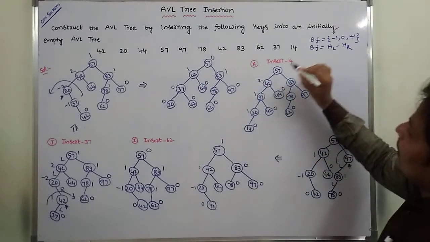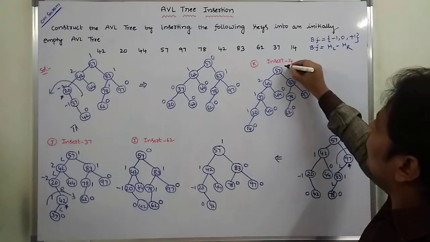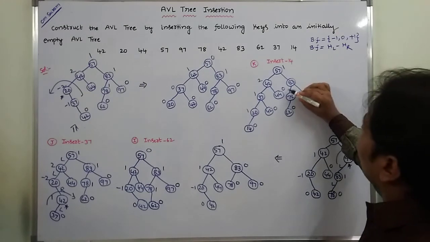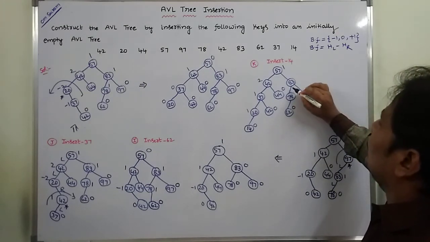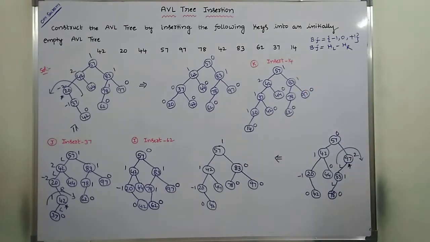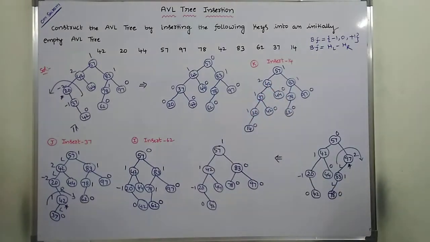Okay. Next, for this node, left subtree height is 4, right subtree height is 3. 4 minus 3, that is 1. Okay. Next, for this node, left subtree height is 2 and right subtree height is 1. 2 minus 1, that is 1. Okay. Now we are getting imbalance at this node 42.